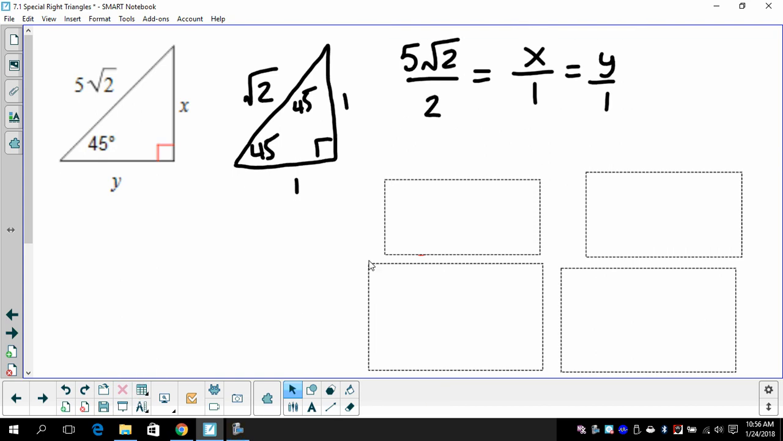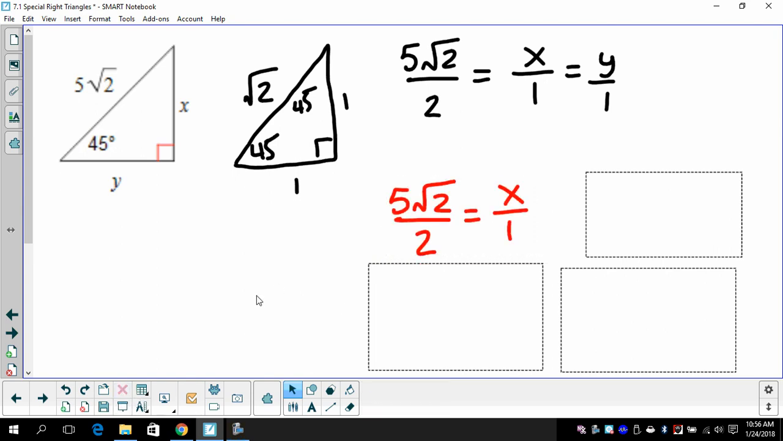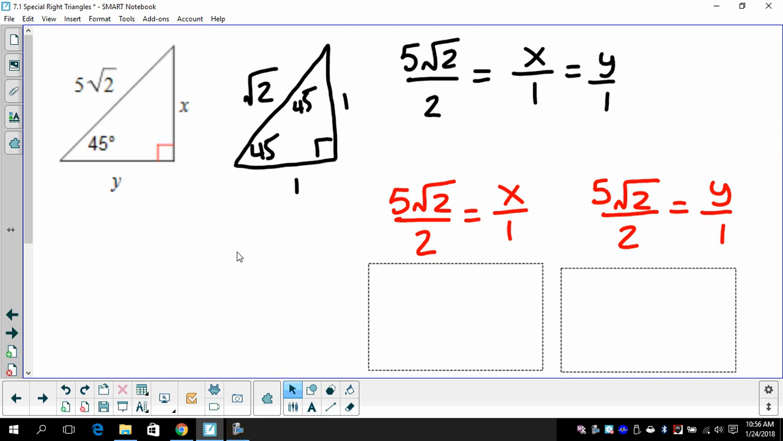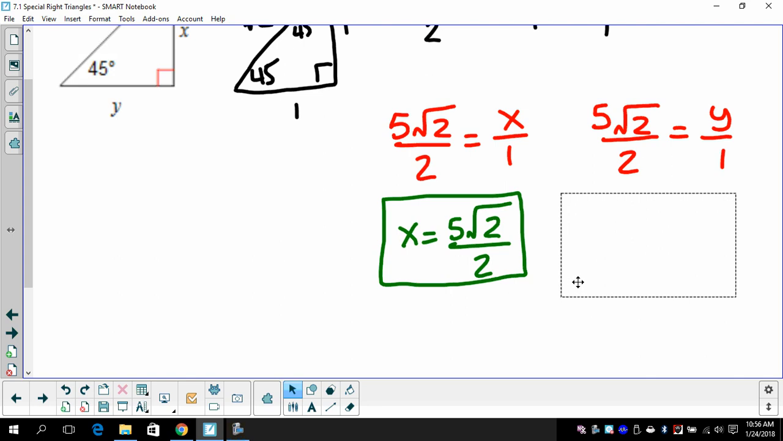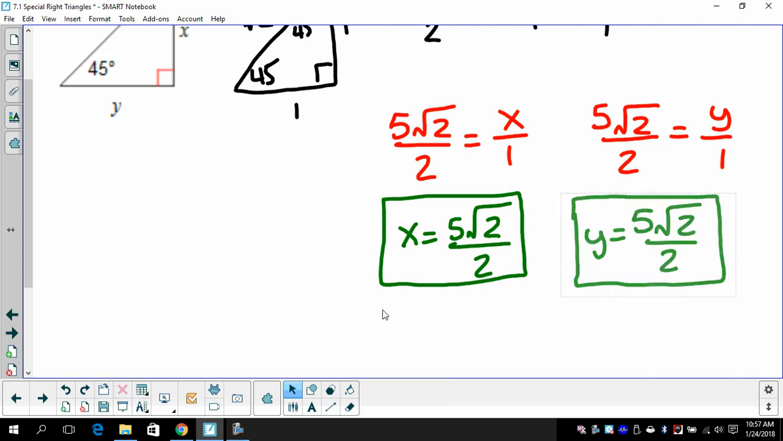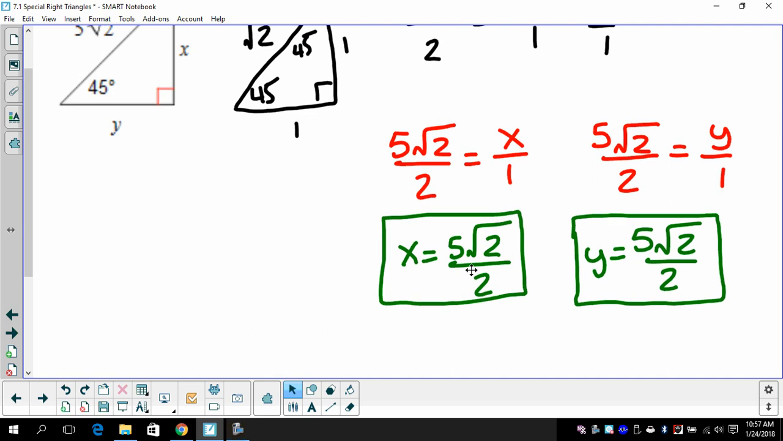Then I'll write two proportions, one so I can solve for x and one so I can solve for y. And because x and y are both divided by 1, we can just get rid of the divided by 1, and we don't really have to do much solving. We'll find out that x and y are both equal to 5 root 2 over 2. And you can leave it just like that. It looks maybe like it's not simplified, but that's good enough.